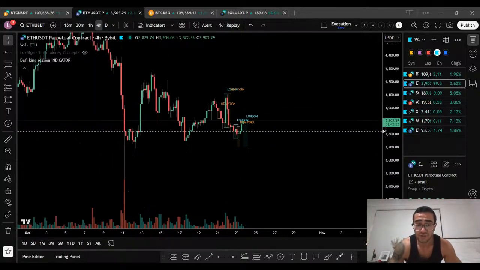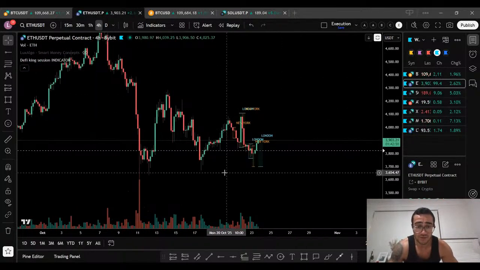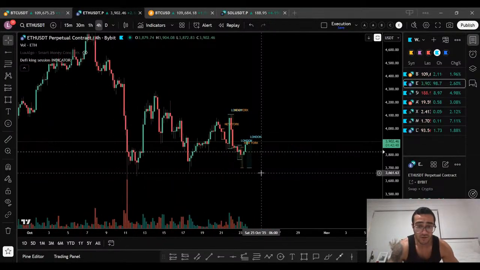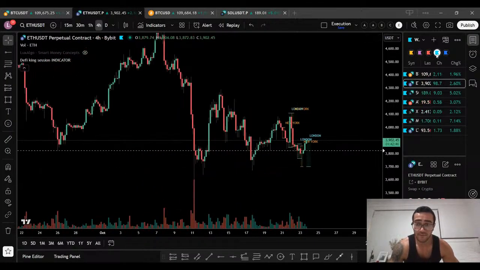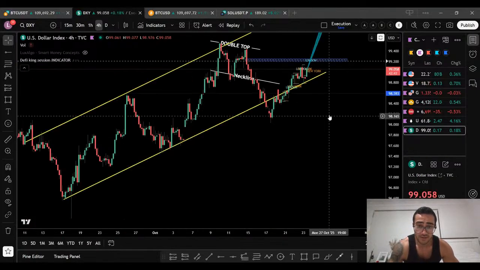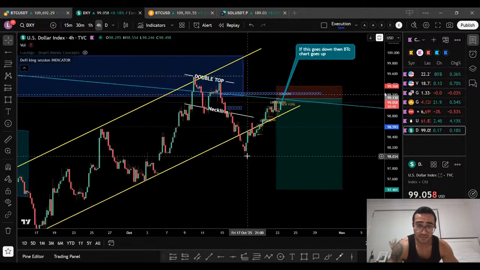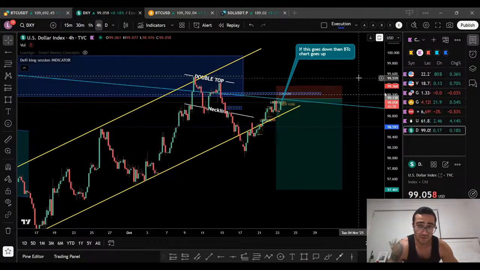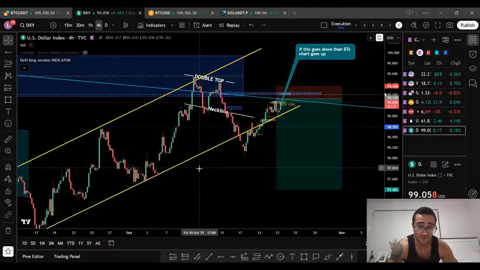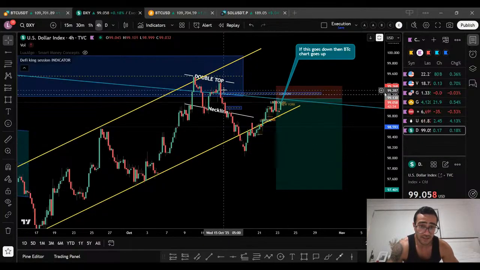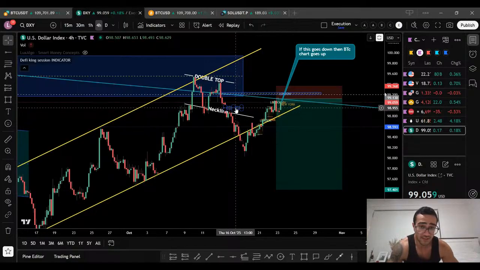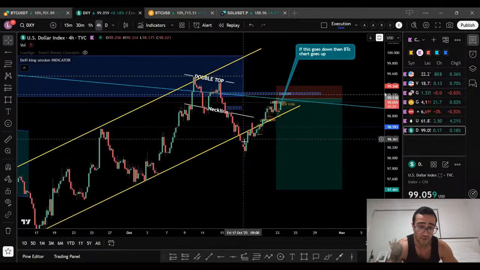But we do want to check the correlations of what's actually been happening on a macro level. So I've got here the DXY. So simply reminding myself, if the DXY goes up, then Bitcoin does go down and vice versa. Now you can see I did catch a double top here. Neckline did get retested, and we had a big drop.